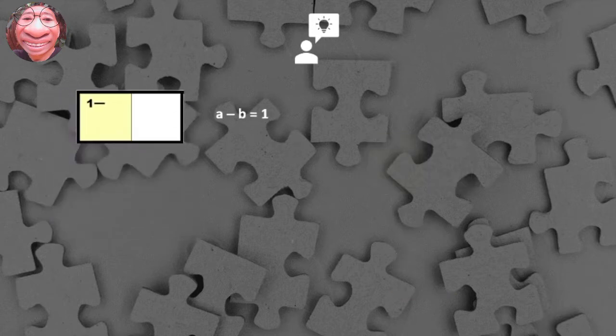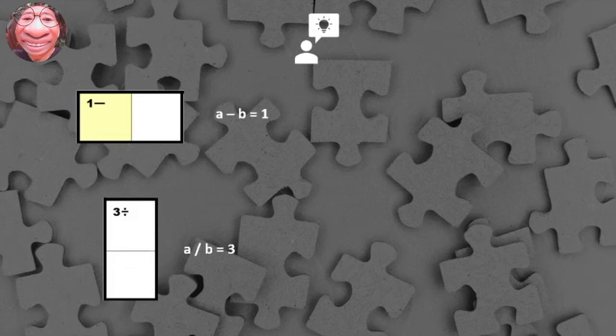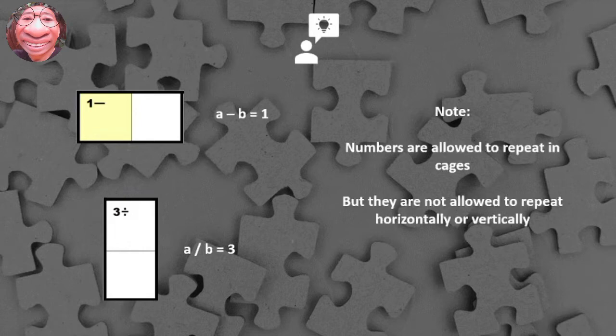Another example is this cage. Here we have a 3 and a division, so the quotient of the two numbers should be 3. And that is all you need to know in order to play the Ken game.